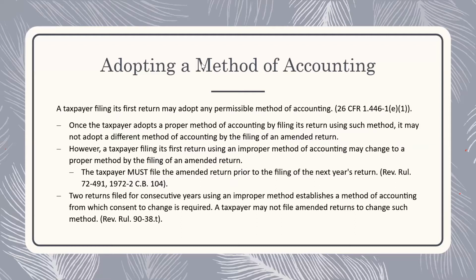You adopt a method of accounting when you file two tax returns. Once you've adopted the method, you can't change it without asking permission. I've said this three times, but it's because it's so important. You have two years. There are some rules about when you can go back and amend. So if you've only filed one year and you realize now, taking this, that you really want to change, you can amend that first year to change it.